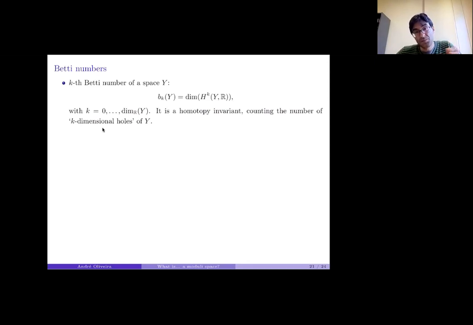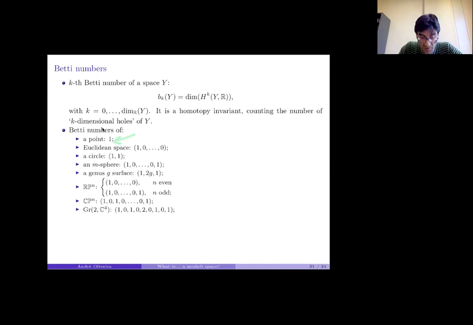It's a way to see whether a space has a rich or not so rich topology. So for instance, the Betti numbers of a point are just one. Of Euclidean space, all of them are zero except the first one, which is one. So Euclidean space has a very basic topology. Of the circle, there are only two: one, one. Of the n-sphere, only the first and the last are non-zero and are one. Then complex projective space, the Grassmannian of two-dimensional subspaces of C4. So you see all of them have more or less basic Betti numbers. And even so, these already are very interesting spaces.